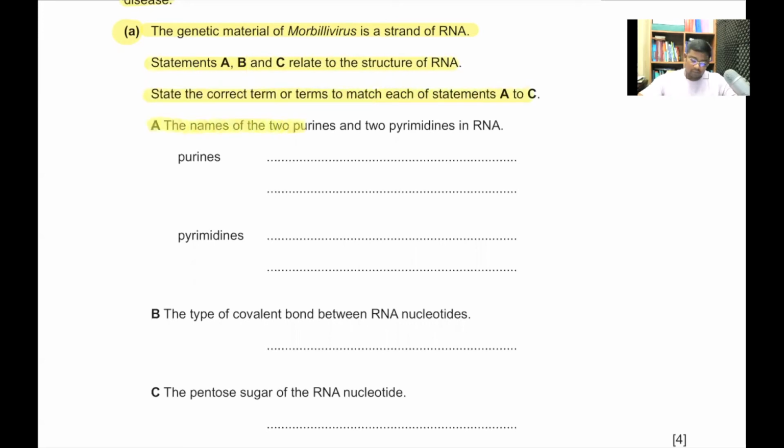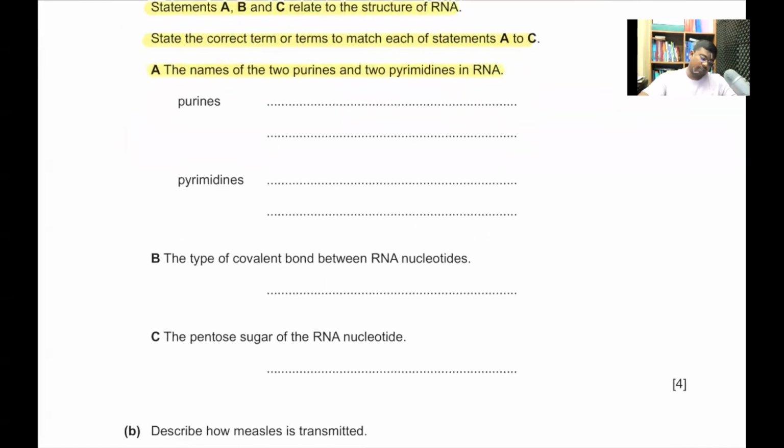The names of the 2 purines and 2 pyrimidines in RNA. All right, so the purines are going to be the same as DNA, so they're going to be adenine and guanine. However, the pyrimidines will be uracil instead of thymine, and it's going to be cytosine.